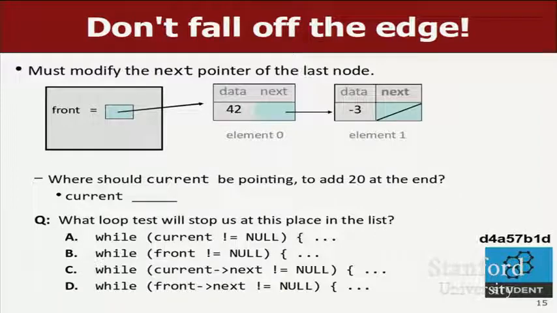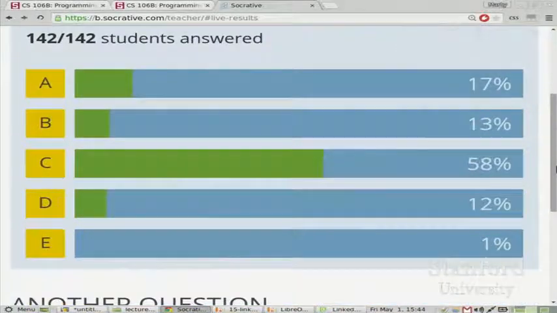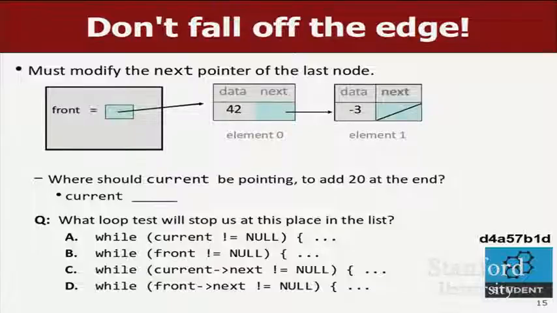Couple more seconds and I'll show the vote count. Let's see what you voted for. You like answer C the most. There's some representation for several other answers, but C is the favorite. Let's see which one that is. C is while current next, not null. Okay, let's talk about that.